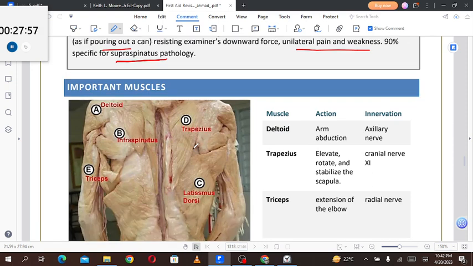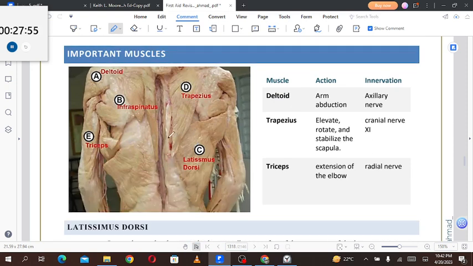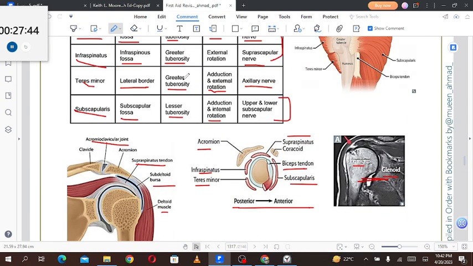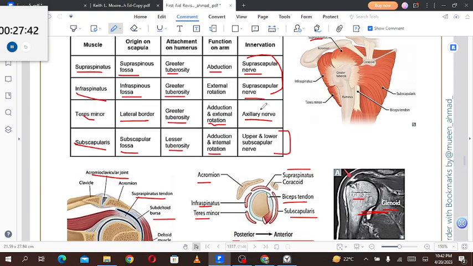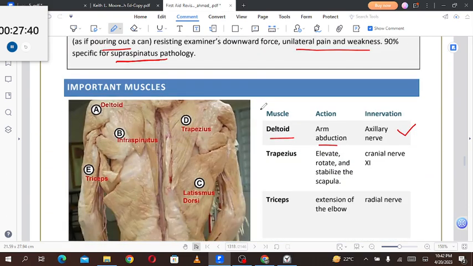Okay, then these are the important muscles. So here you can see this is the deltoid. Deltoid action is arm abduction. So the main abductor of the arm is the deltoid muscle, and innervation is by the axillary nerve. There is another muscle supplied by the axillary nerve, that is teres minor.